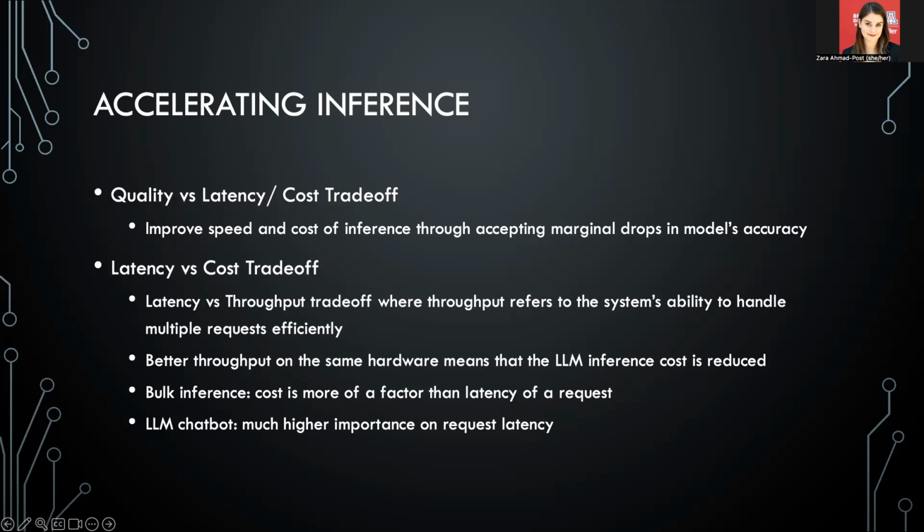And then we also have latency versus throughput trade-offs. The throughput refers to your system's ability to handle multiple requests efficiently, right? So it's like lots of bandwidth. And if you have better throughput on the same hardware, that means your LLM inference endpoint cost is reduced, right? So improving throughput overall is going to reduce your cost of serving that model. With bulk inference, your cost is going to be more of a factor than latency, right? So bulk inference is when we're taking a huge stack of data.